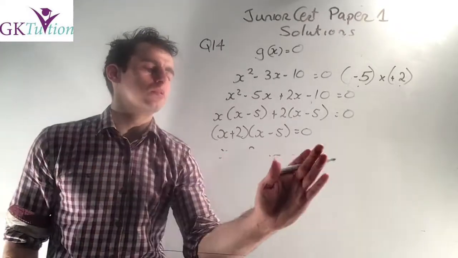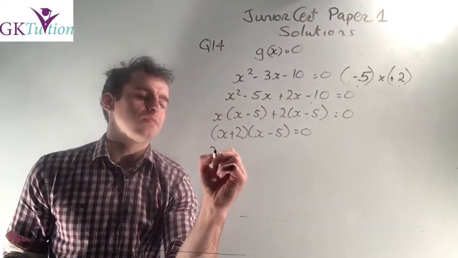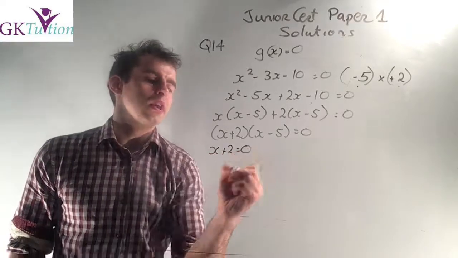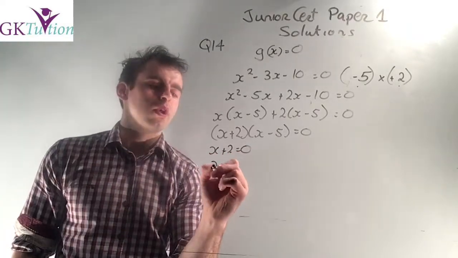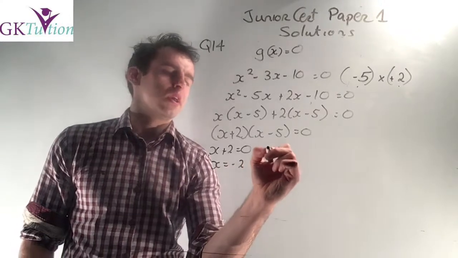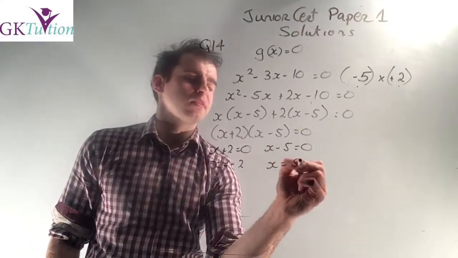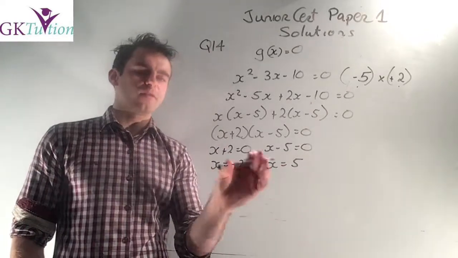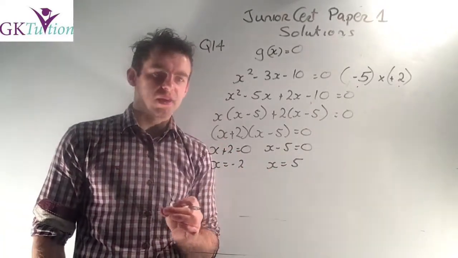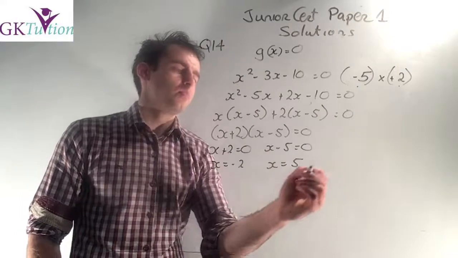So in order to solve this, you let each factor equal 0. You say that x plus 2 equals 0, which means x equals minus 2. You say that x minus 5 equals 0, which means that x is equal to plus 5. Now that's for part A, that gets you your marks. But I want to do part B as well.